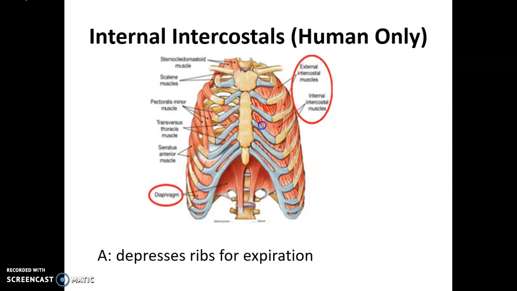The next muscle set are the internal intercostals, and I will just label those here. These are the internal intercostals. They also help us in breathing, but they work opposite to the external intercostals, meaning they depress the ribs while expiration.